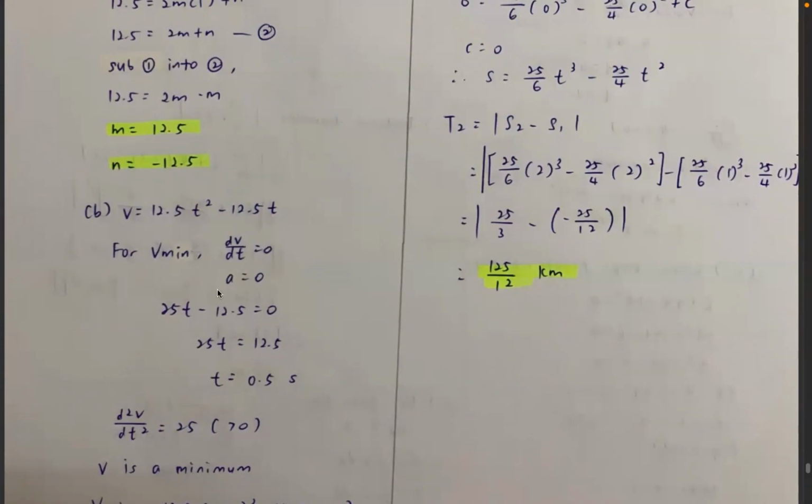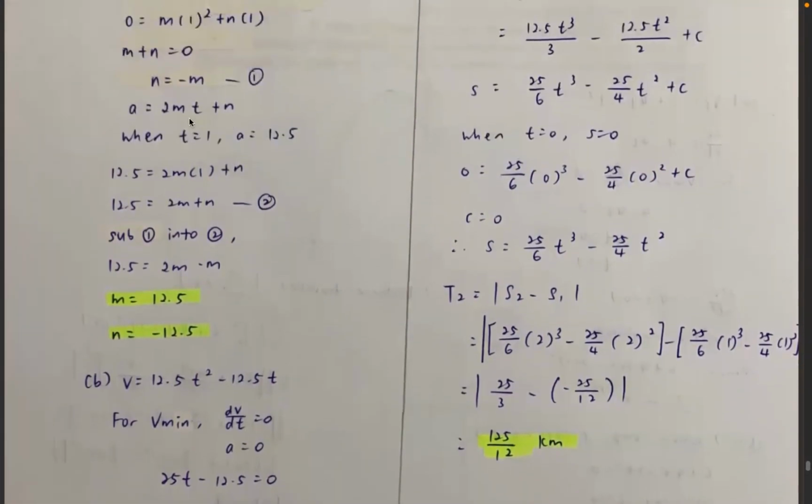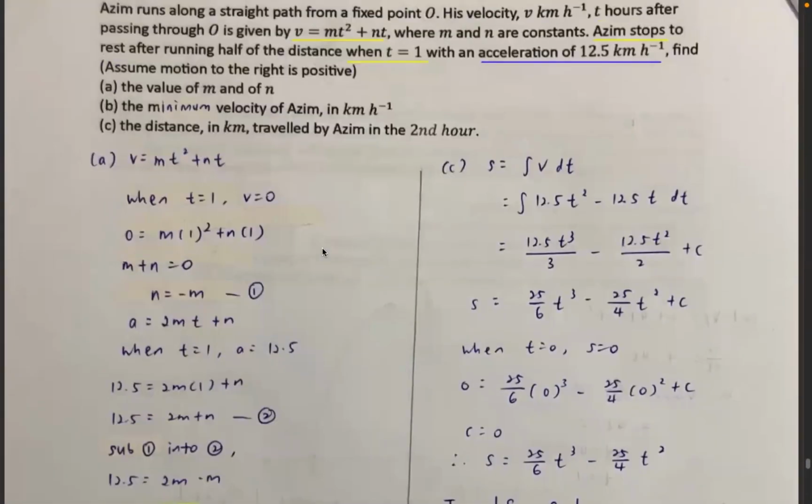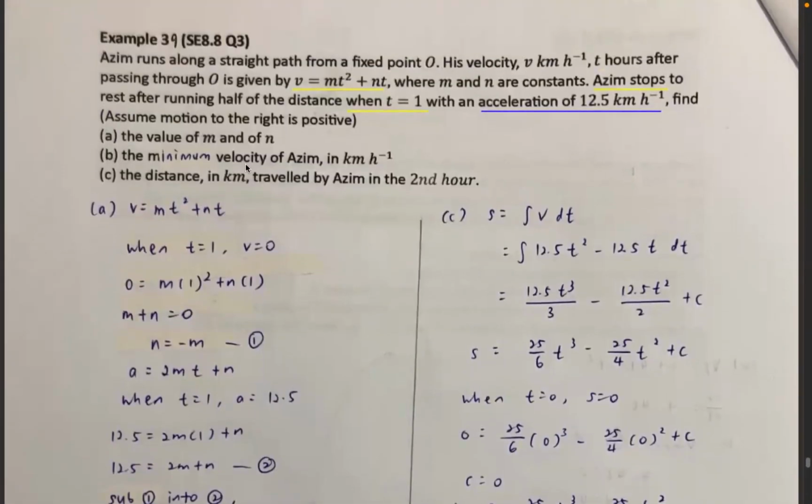dv/dt is a, and we also have the acceleration function just now. So let's substitute m and n into the acceleration function also. Then we have a equals 25t minus 12.5. Then we let it be 0. We will have t equals 0.5. So this means when t equals 0.5, minimum velocity occurs.